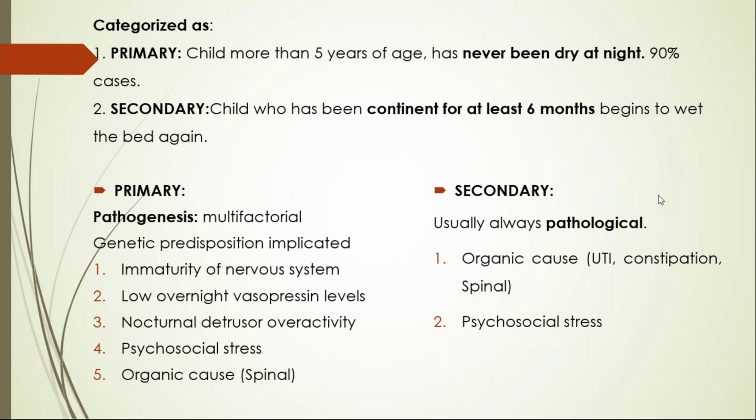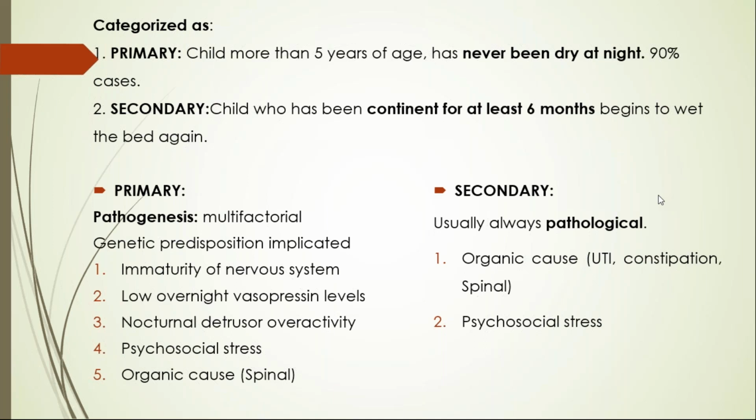enuresis. So whenever a child with enuresis comes to you, you have to keep all that in mind and take a history of all those pertinent points. Was he continent before? What is the age of the child? Is there any psychological problem in the child? Is there a history of constipation? Is there a history of burning micturition? Is there any spinal problem?